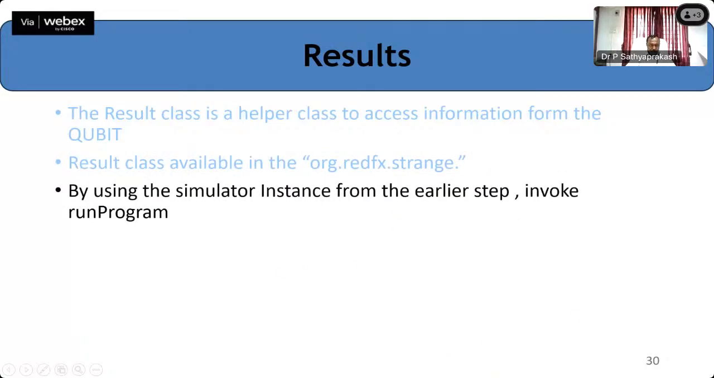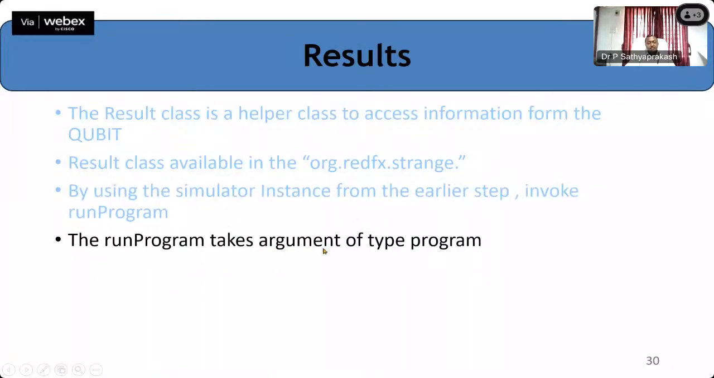Now we are having result. So how can we have this? With the help of the simulator instance, the quantum execution environment. With the help of that, result dot run program. It is taking an argument of type Program. So we need to provide an instance of Program to the function runProgram. So almost we reached the 90% portion of quantum programming using Strange.